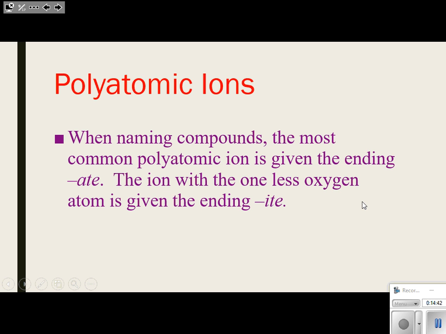What they're dealing with is the amount of oxygens. When a polyatomic ion is given an ATE ending, that is the most common of the ions. The ITE ending has one less oxygen. So if you look at sulfate, sulfate is SO4 2 minus. So the ATE, the SO4 2 minus, is the most common of the polyatomic ions. The ion with one less oxygen, SO3 2 minus, we've just taken off one oxygen, is sulfite.